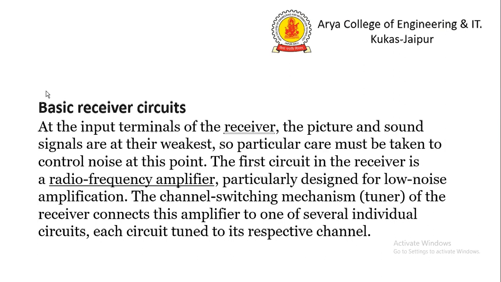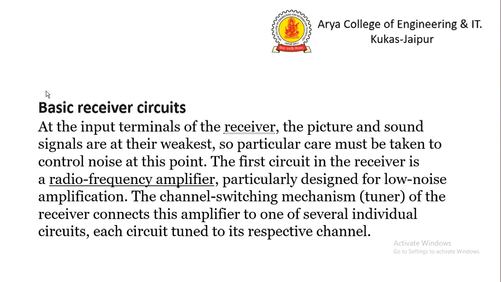The channel switching mechanism of the receiver connects this amplifier to one of several individual circuits, each circuit tuned to its respective channel. In the basic receiver circuit, at the input terminal of the receiver, the picture and sound signal are at their weakest. Picture and sound signal both are weakest. So particular care must be taken to control noise at this point. The first circuit in the receiver is a radio frequency amplifier, particularly designed for low noise amplification.